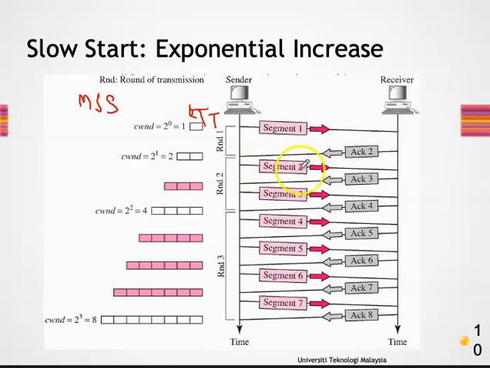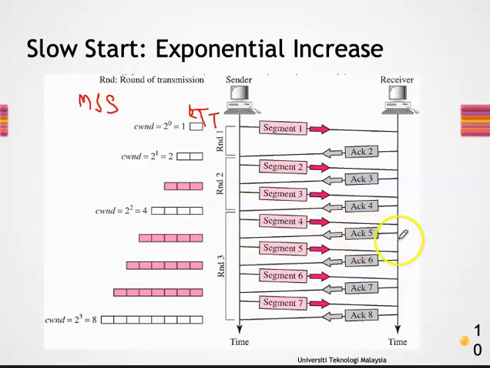So the first segment 2, acknowledgement 3, the second segment for round 2, which is segment 3, and acknowledgement 4 is received. This completes the second round, or RTT equal to 2. After the second round, the CWND value is increased to 2 power of 2, which is 4. So this means that 4 segments can be sent for the next round.